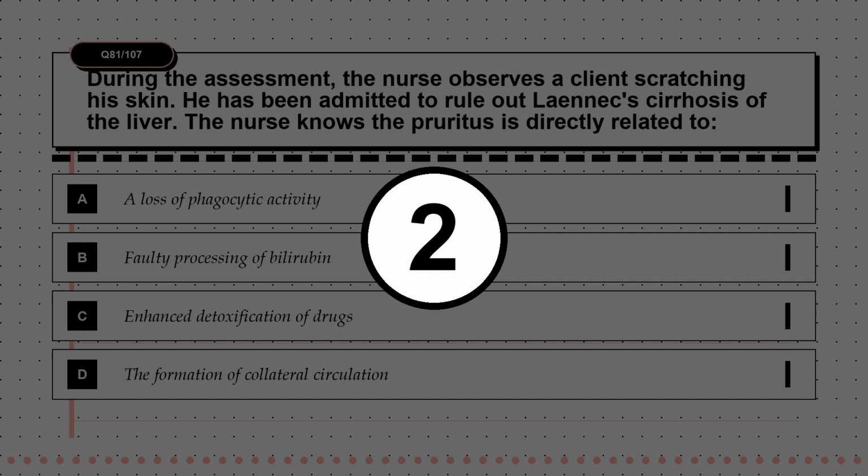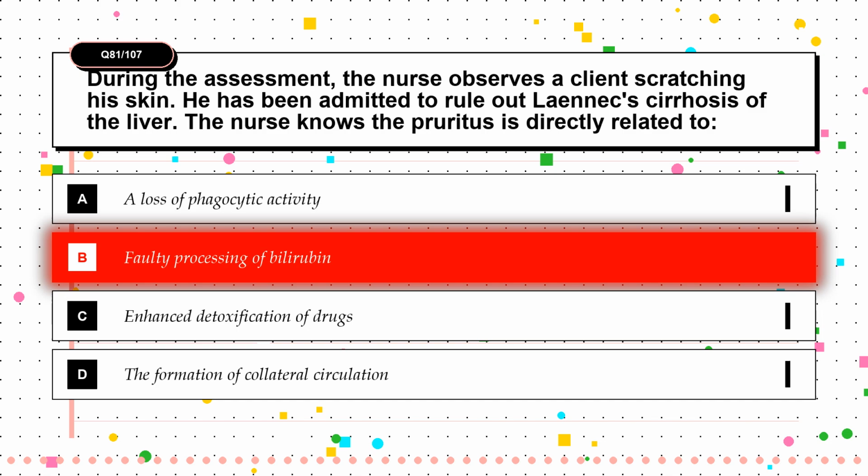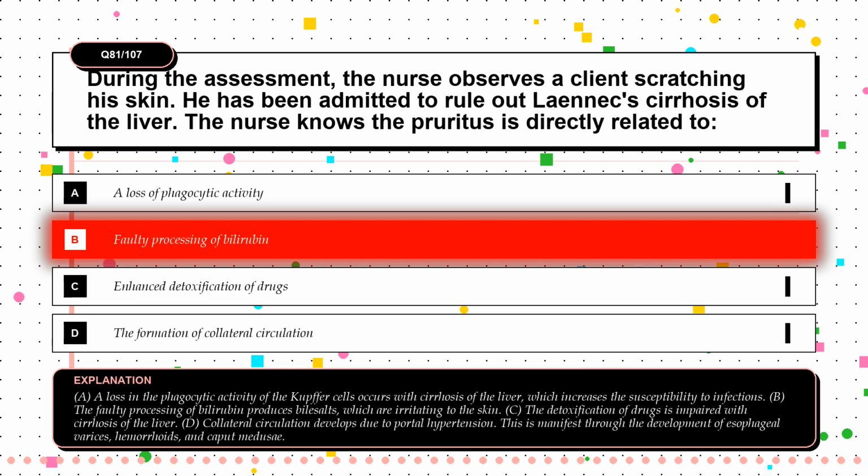The correct answer is option B. Faulty processing of bilirubin. A loss in the phagocytic activity of the Kupffer cells occurs with cirrhosis of the liver, which increases the susceptibility to infections. B. The faulty processing of bilirubin produces bile salts, which are irritating to the skin.